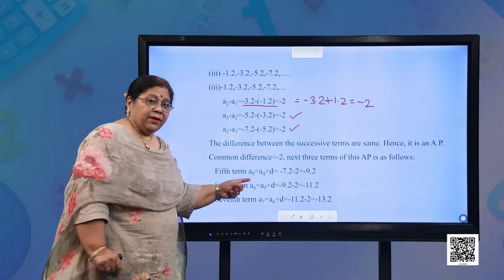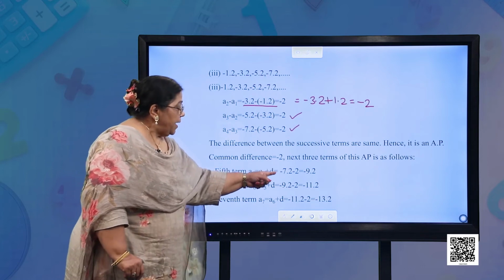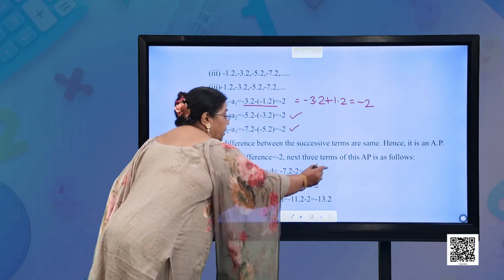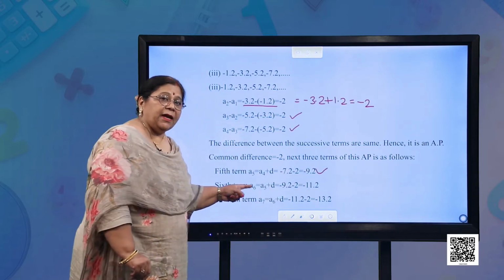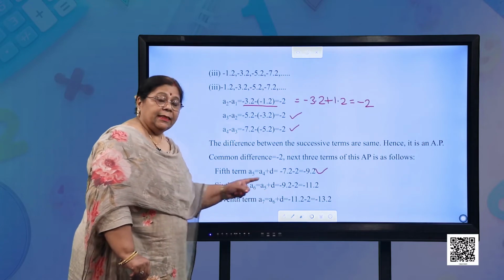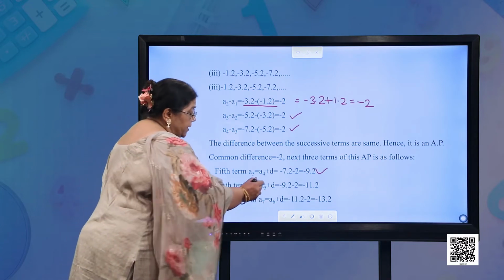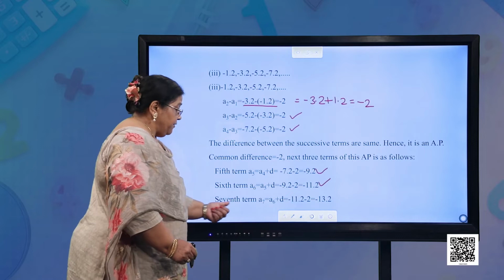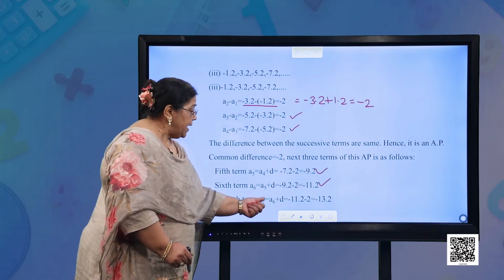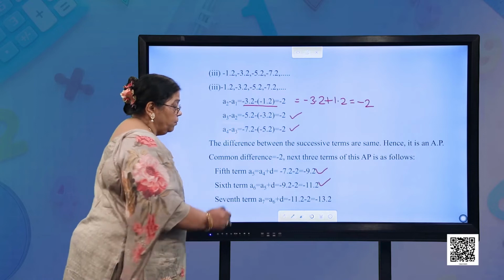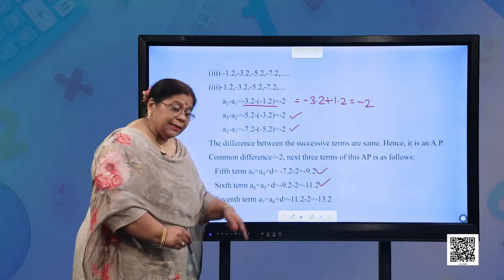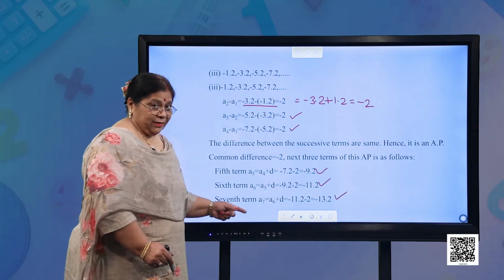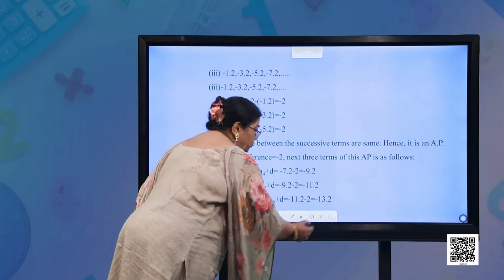Fifth term is A5 written as A4 plus D, minus 7.2 minus 2, that is equal to minus 9.2, and sixth term A6 can be calculated as A5 plus D, that is equal to minus 9.2 minus 2, that is equal to minus 11.2. And in the same way, seventh term A7 can be calculated as A6 plus D, that is equal to minus 11.2 minus 2, that is equal to minus 13.2. I hope you have followed this. Okay, let us do the next one now.